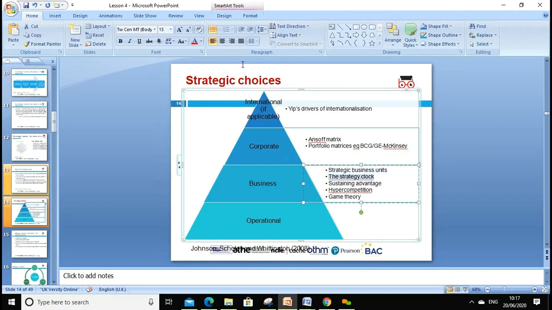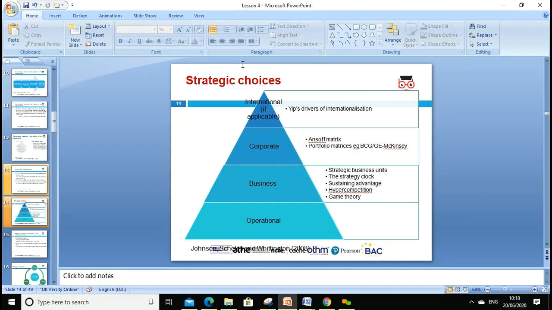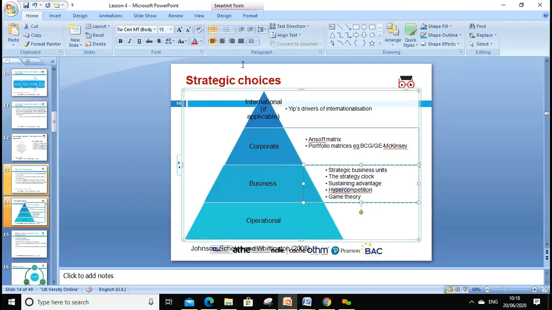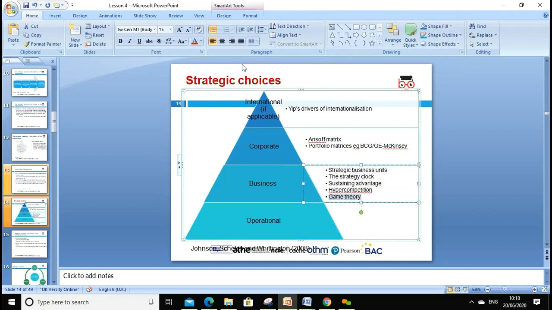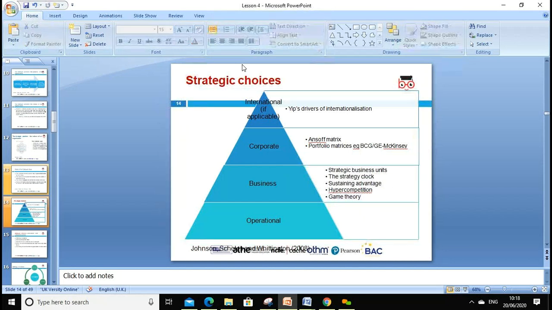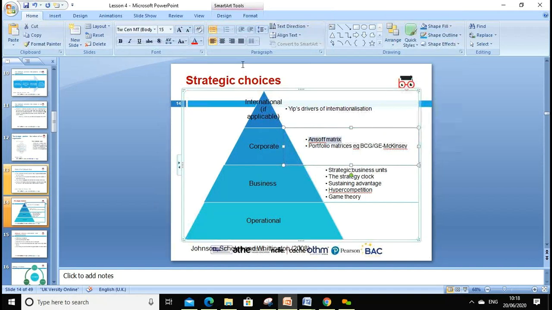We look at the strategy clock. One of the strategies on the clock we learned in previous lessons is sustainable advantage. We need to consider how we can achieve sustainable advantage, because the advantage we have today, maybe others will adopt it and we won't have the advantage. Hyper competition, because in some industries there really is hyper competition, and game theory. We need to understand the game. As they change, we need to look at how we will react, because strategy is all about warfare between many competitors.